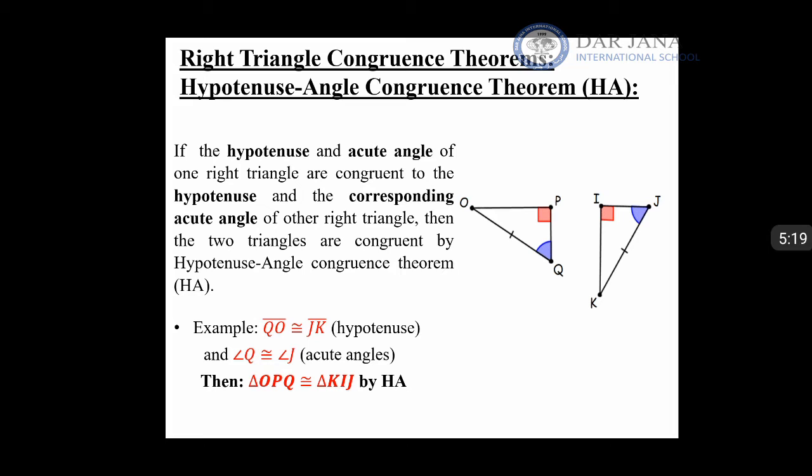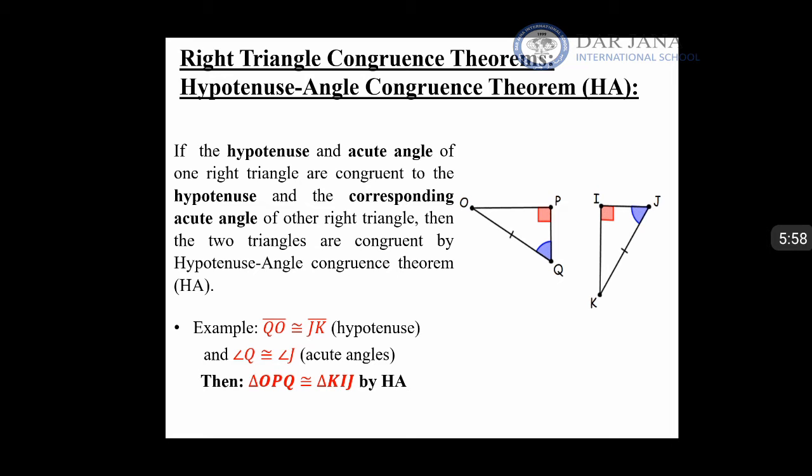So from the naming, we're going to use the hypotenuse and an angle, and pay attention, the angle we're going to use here is the acute angle. We never use the right angle in order to prove, since the right angle just refers to the fact that this triangle is right. So we're going to use the hypotenuse and the acute angle. If the hypotenuse and the acute angle of one right triangle are congruent to the hypotenuse and the corresponding acute angle of the other right triangle, then the two triangles are congruent by the hypotenuse angle congruence theorem. From the naming, it's the hypotenuse angle congruence theorem, referred to by HA.